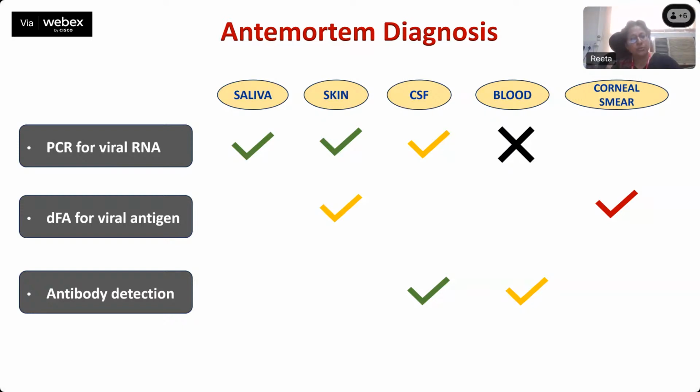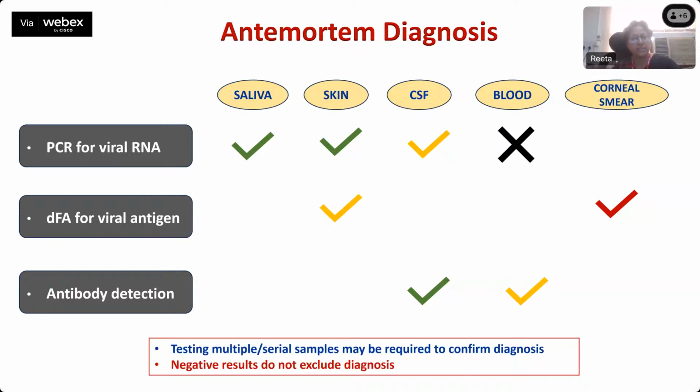We can also do the direct fluorescent antibody test for detection of the viral antigen in the nuchal skin and the corneal smear. But again, as I said, these are not very sensitive tests, and PCRs are always more sensitive. And therefore, even in our lab, we do not do the DFA test on skin and corneal smears anymore. Antibody detection can be carried out on the CSF and blood samples.